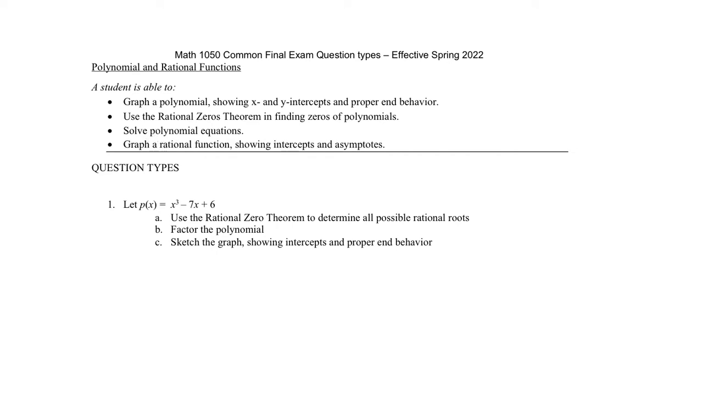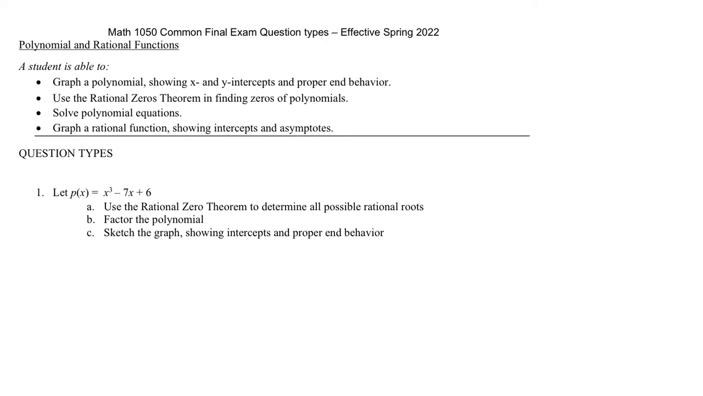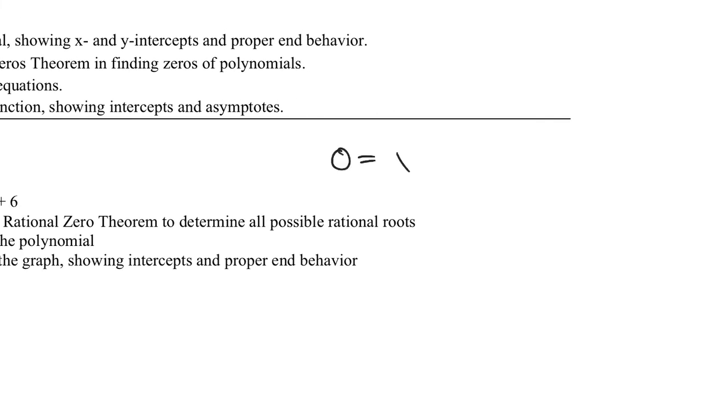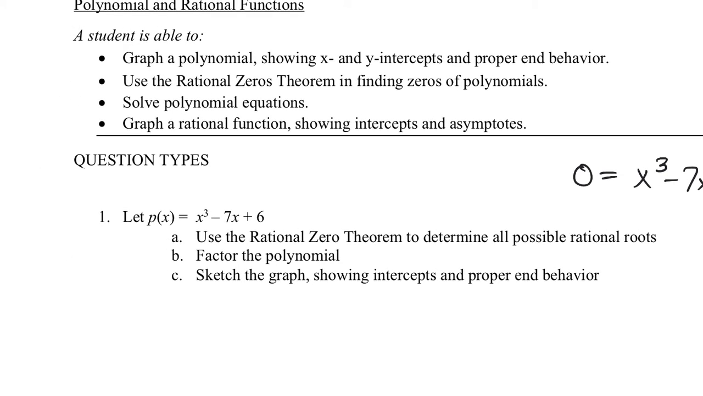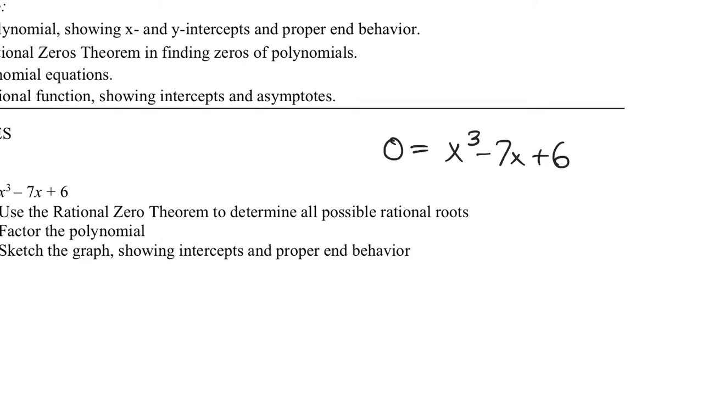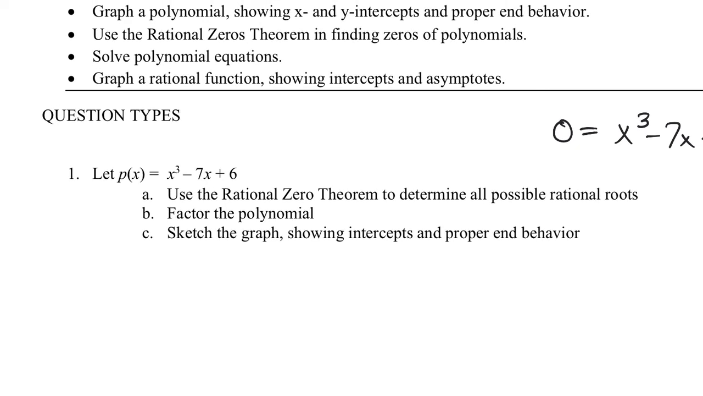A polynomial equation would be something like this. So I'm going to veer off from question 1. So this would be a polynomial equation. What's the only difference between that and what we're doing here on question 1? It's equal to 0. This is called a function because it's in function notation. This is a polynomial equation. Guess what the steps are to solve a polynomial equation? Same. You get it equal to 0, and then you factor.